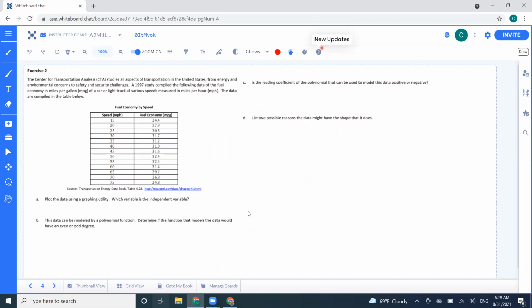Okay. The Center for Transportation Analysis studies all aspects of transportation in the United States, from energy and environment concerns to safety and security challenges. A 1994 study compiled the following data of the fuel economy in miles per gallon of a car or light truck at various speeds measured in miles per hour. The data are compiled in the table below. Okay, it says plot the data using a graphing utility. Which variable is the independent variable?